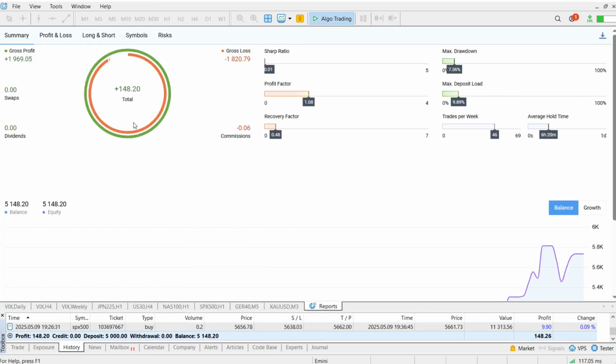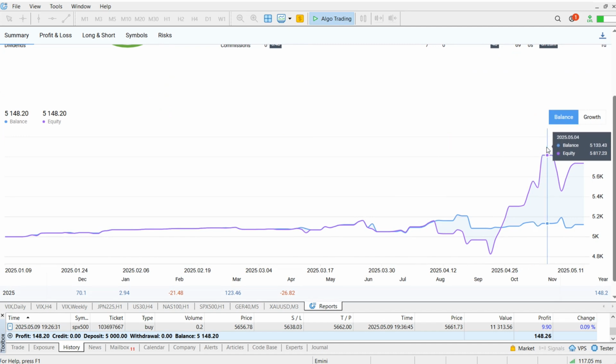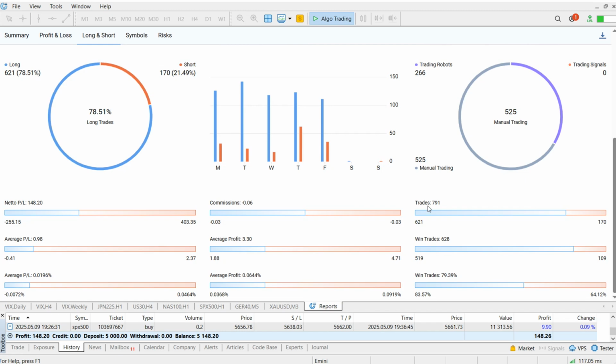So overall, from all these trades, we reached a total balance of $148.20, with a profit factor of 1.08, and this shows the equity curve during the hedging positions that went down and up again later when the hedge positions were closed. Looking at the stats of all these trades taken in the second stage of the challenge, from 791 trades taken so far, we had 628 winners, resulting in a 79% win rate.